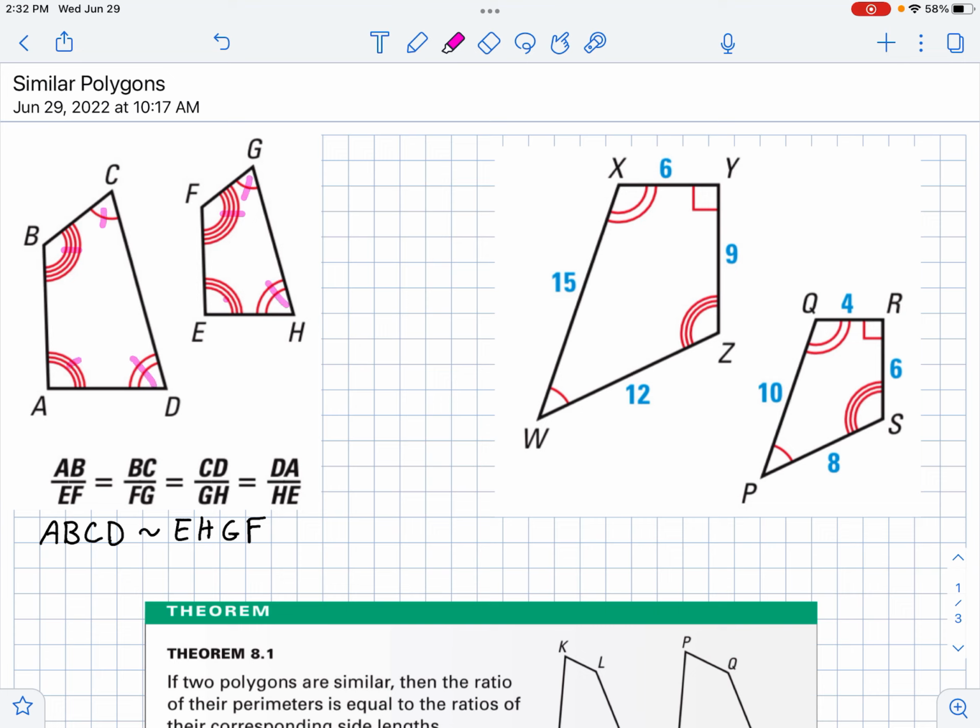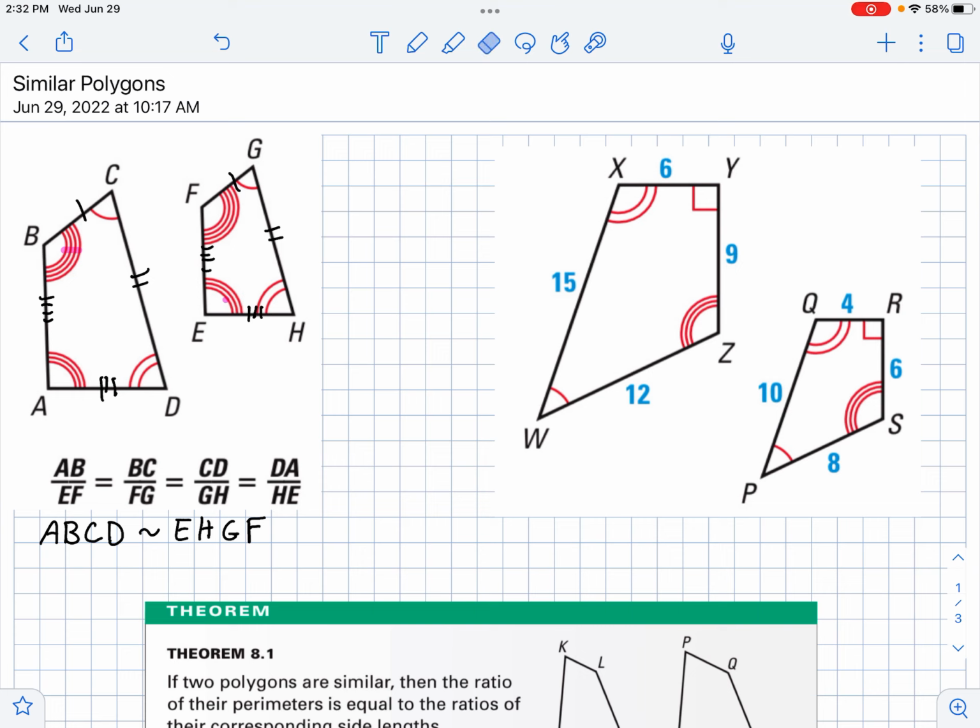So all these angles are congruent. Not only that, but each corresponding side. So, for example, this side would have to be the same length as that side, this side, and so forth. Okay, so that's what the situation would be if we were talking about congruence.